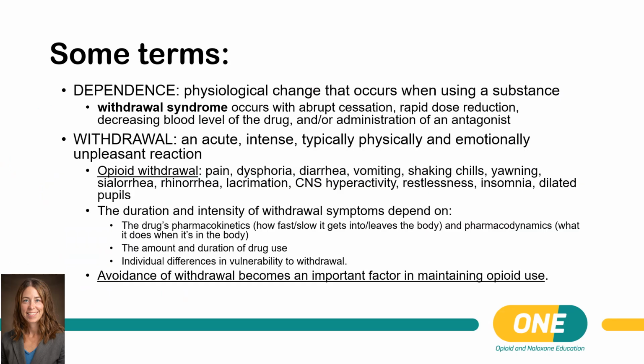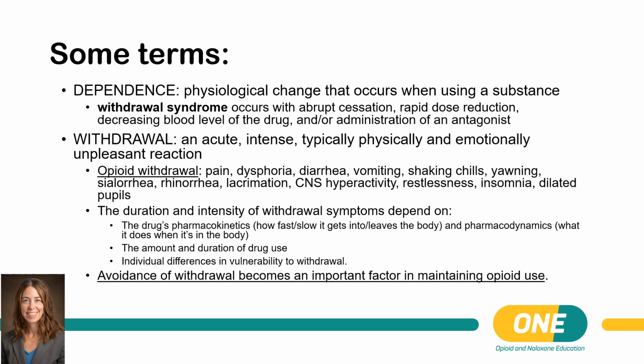Let's refresh on a few terms that relate to how opioids impact the reward system. The first is dependence. This is defined as physiologic change that occurs when using a substance. And withdrawal is defined as an acute, intense, typically physically and emotionally unpleasant reaction. And you can see the symptoms and some of the characteristics that are associated with opioid withdrawal listed on this slide. It's important to note that dependence and withdrawal are biologically occurring phenomena when an opioid is being used. They are the result of the brain's natural adaptation mechanisms.